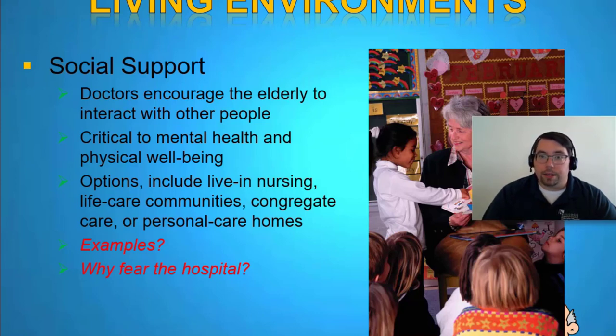We know that it's critical to mental health and physical well-being that they have social support, and that includes things like live-in nursing care, life care communities, congregate care, and personal care homes. There are a number of these. Around here, we see Maplewood and North Point Woods. Those are examples of care centers. Congregate care centers are exemplified by Springfield Towers or Marshall House over in Marshall.